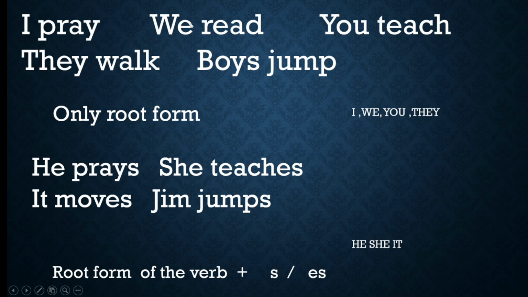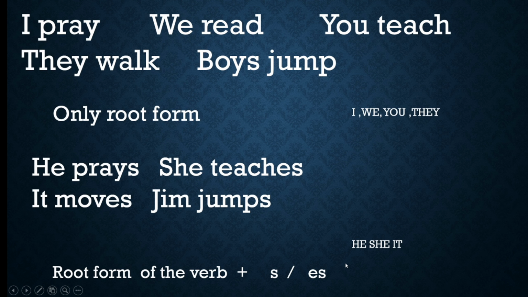But when you have I, we, you, they, we write only the root form. Only the root form means only the verb. See the verbs pray, read, teach, walk, jump. There is no s or es. You write only the verb. But down you see, when you have he, she, it, any one of these pronouns, along with the verb, you add s. Here you have added s. Here es. Here only s. You add either s or es.